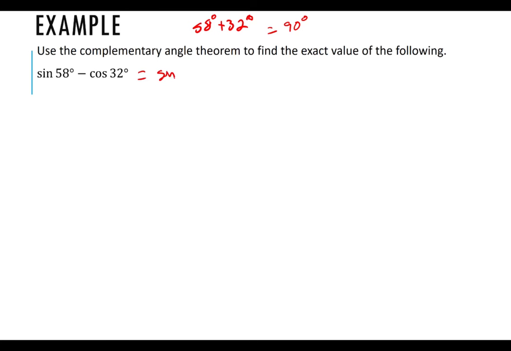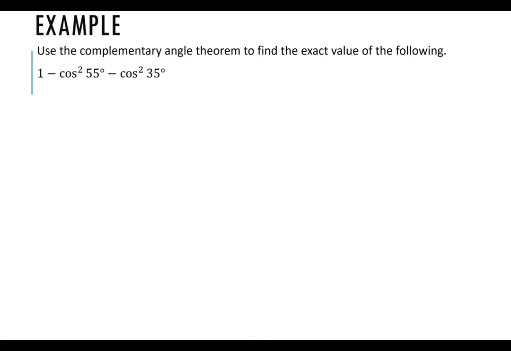I can rewrite this as sine of 58 degrees. I'm going to leave that one alone, minus cosine of 32 degrees, which is the same thing as sine of 90 degrees minus 32 degrees. But that's the exact same thing as sine of 58 degrees. And so sine of 58 degrees minus sine of 58 degrees, that's just 0. There we are. That's our exact solution.